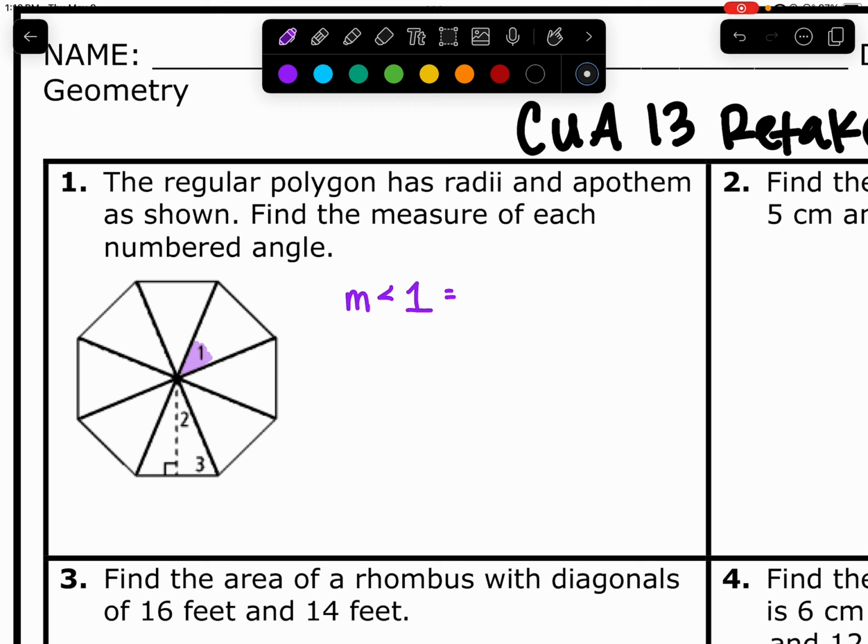All right, so that angle is a central angle, and all the way around the center would be 360 degrees. And then we can see that this 360 is broken up into 1, 2, 3, 4, 5, 6, 7, 8 parts. So if we wanted to find the measure of just one of them, we would divide and get 45 degrees.